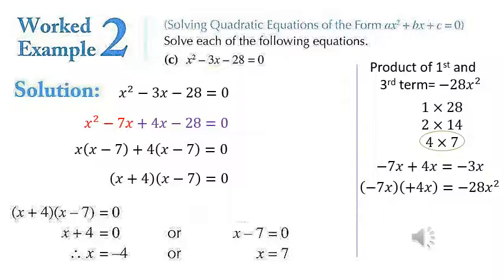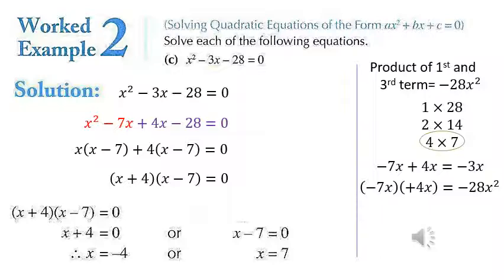Then we have x square minus 7x plus 4x minus 28 is equal to 0. Now there are 4 terms in the equation. In the factorization of 4 terms, we make 2 groups. We take common factors in each group. In the first group, x is common, and in the second group, 4 is common. So when we take x as common in the first 2 terms, we have x in bracket x minus 7 plus 4 in bracket x minus 7 is equal to 0.